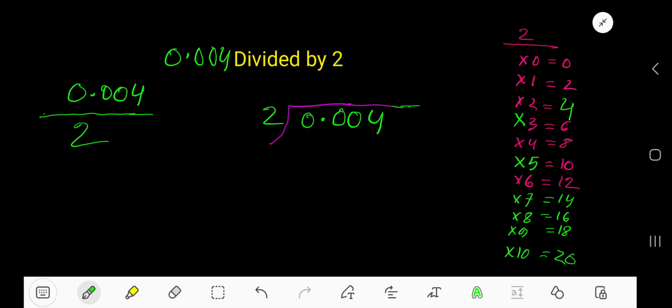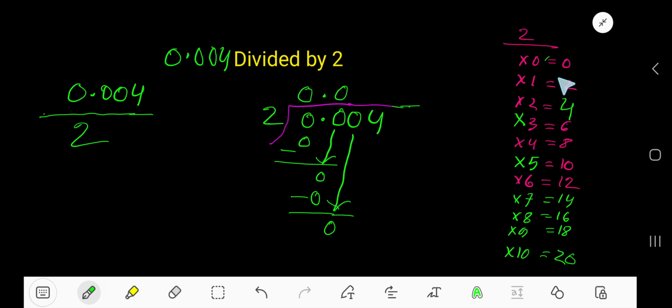This will continue. 2 goes into 0 how many times? 0 times. 0 times 2, 0. If you subtract 0, okay, so bring down this 0, but before this 0 there is a decimal, which must come to the quotient directly. 2 goes into this 0 how many times? 0 times. 0 times 2, 0. If you subtract, you are getting 0. Bring down this 0.